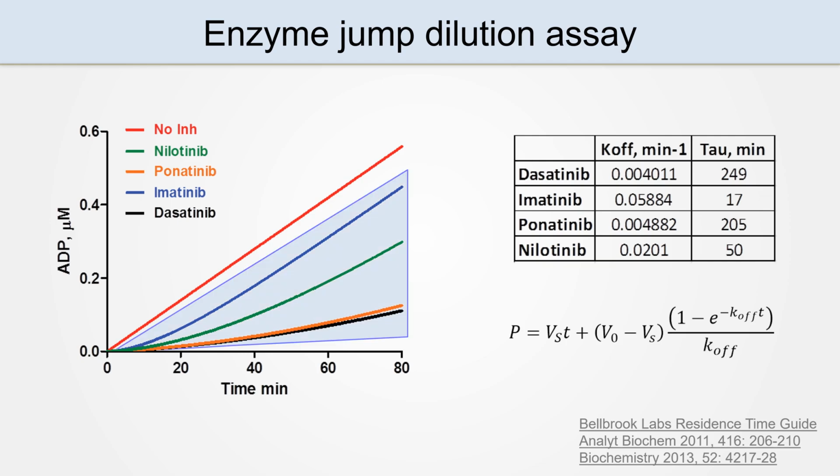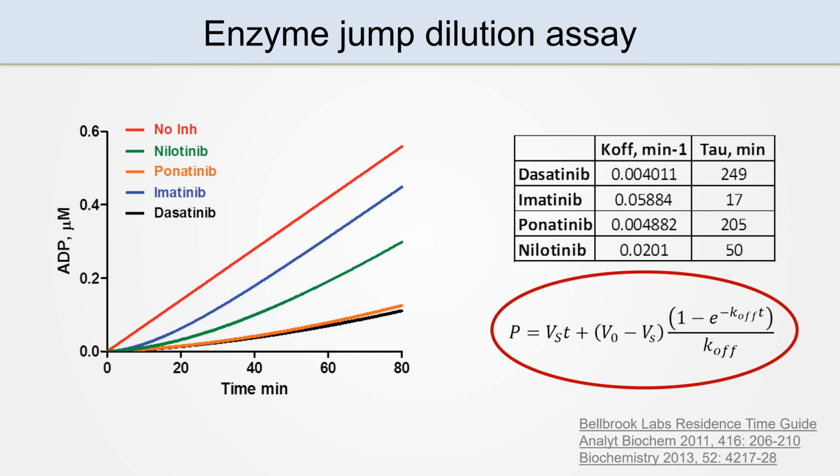In the other traces, we see the inhibitor slows down the enzyme activity, and this is because the inhibitor first has to dissociate before the enzyme activity starts. An equation is available to analyze these curves to determine the dissociation rates shown in the table here.